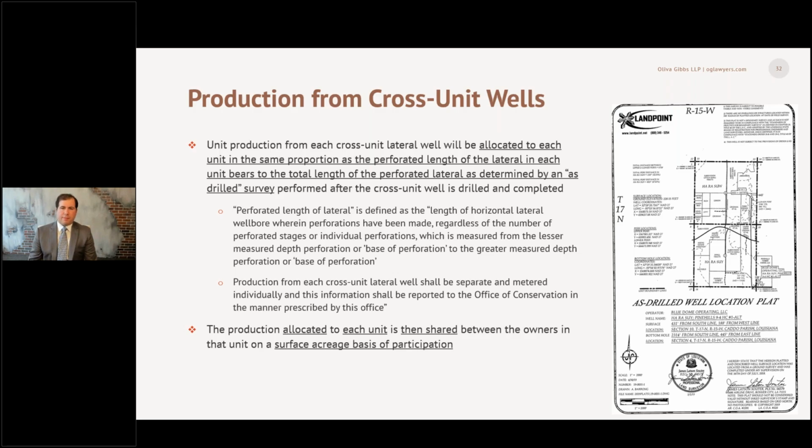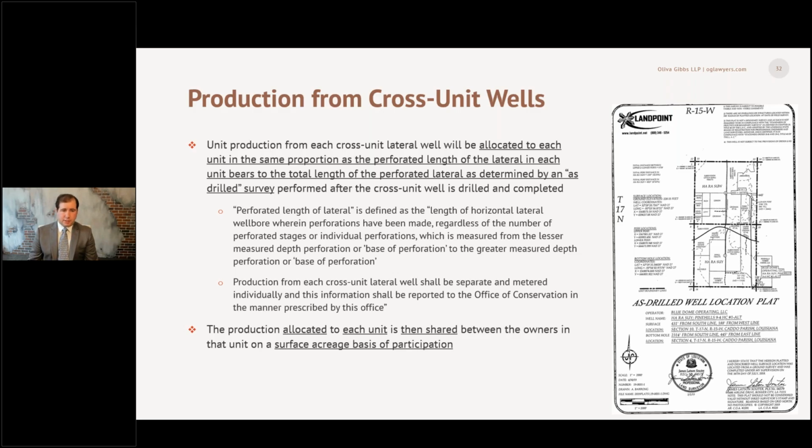It's also important to remember that because it is going to be by this perforated length of lateral, each cross unit well may have a different perforated length of lateral. You're not going to drill necessarily the same well over and over. You may have one that's in one unit 55%, the other 45, and another one that's maybe in one unit 65%, and the other unit 35%. In those cases, each well is going to have its own allocation method and allocation of production based off of the perforated lateral length.